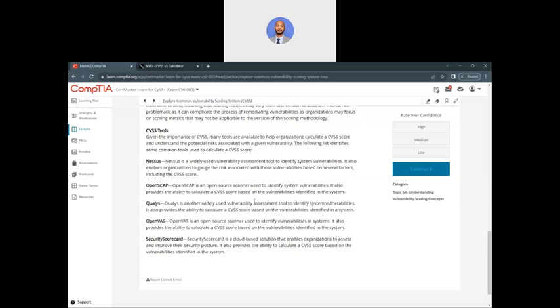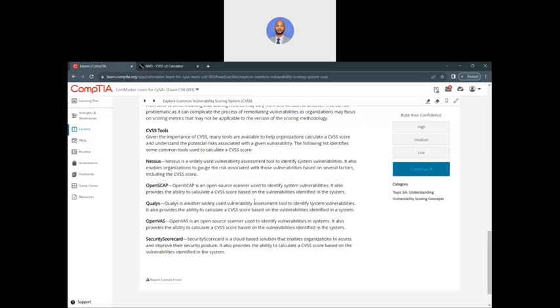OpenSCAP is an open source scanner to identify system vulnerabilities, and it can provide the ability to calculate the CVSS score based on the vulnerabilities identified in the system. Qualys is another widely used vulnerability assessment tool. This is a paid tool. It just depends on what organization you go to and what tool they've decided to implement based on their business goals.